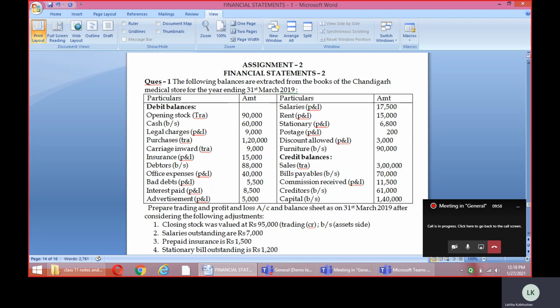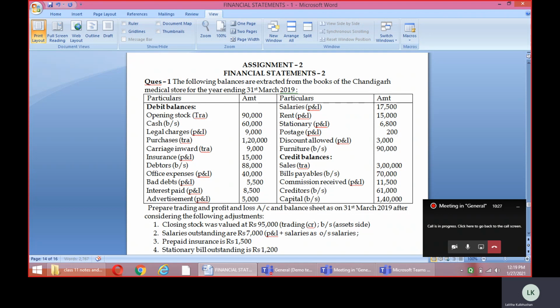Salaries outstanding: salaries is an item of the profit and loss account. So children, the first effect is on the profit and loss account, where it will be added with the salaries, as we have seen already. I'm writing it in brief form as outstanding salaries.